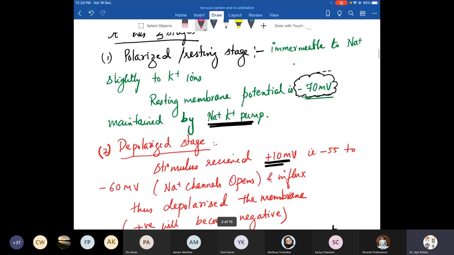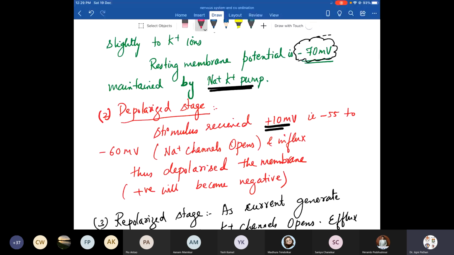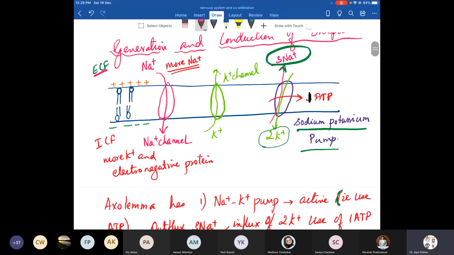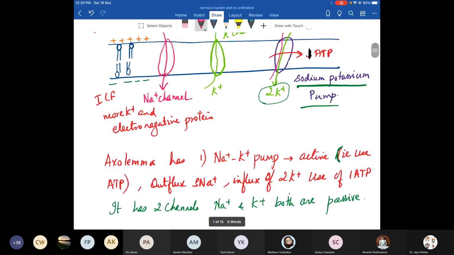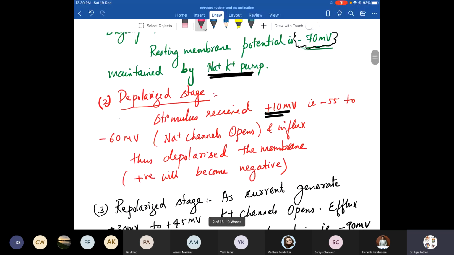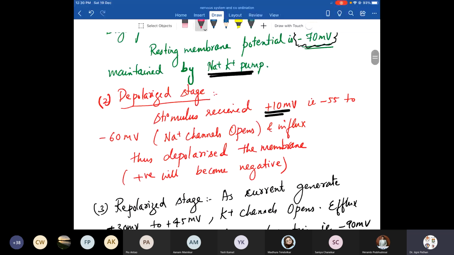When sodium channels open, look into the diagram, the sodium will move from outside, ECF, to ICF. When minus 55 to minus 60 millivolt is reached, sodium channels open. Sodium which is more outside will come inside. Clear this point? Influx. That causes a depolarization of the membrane.